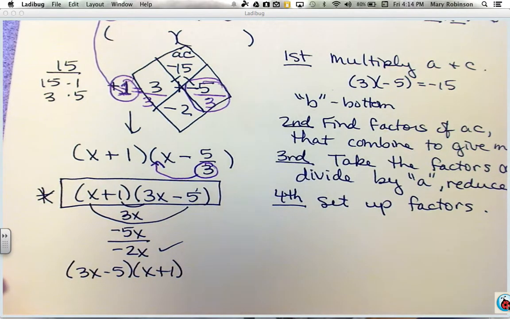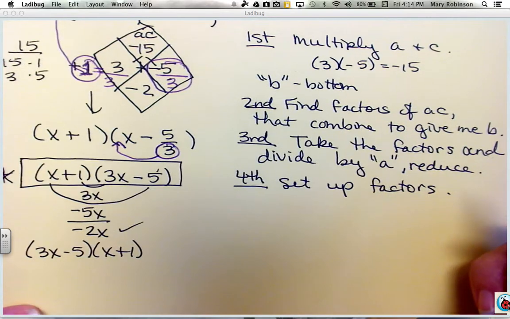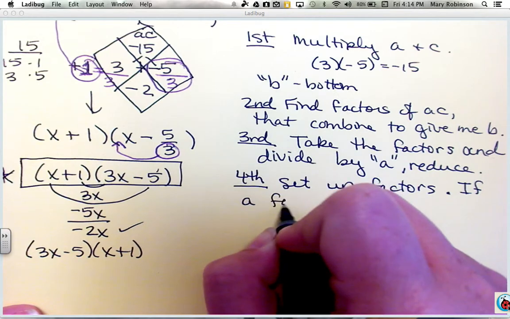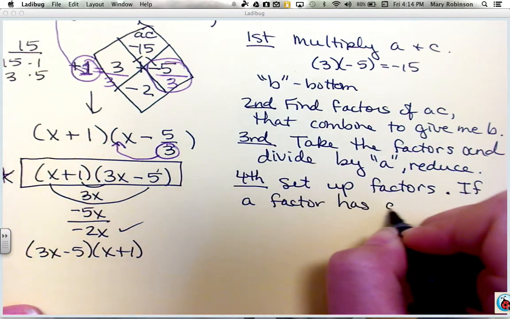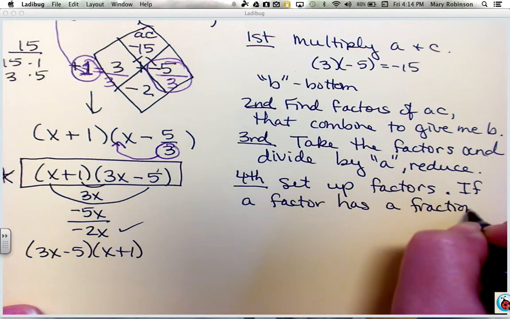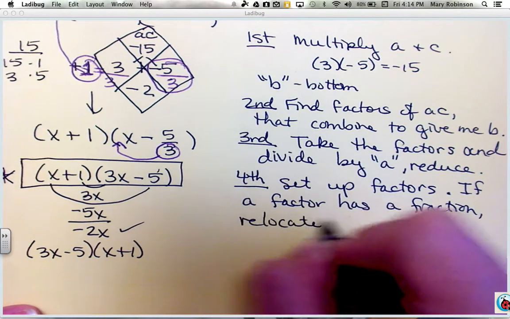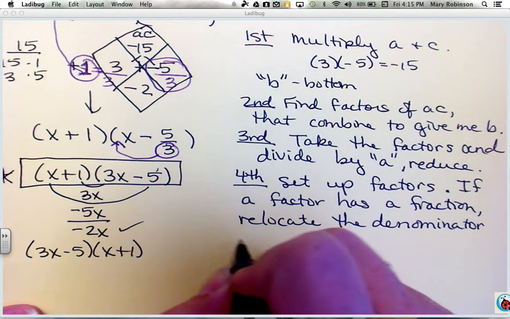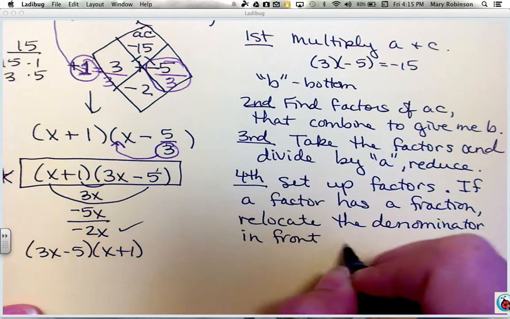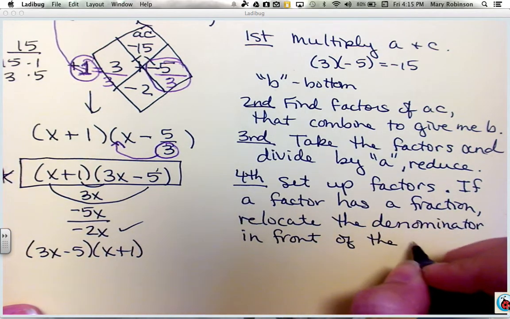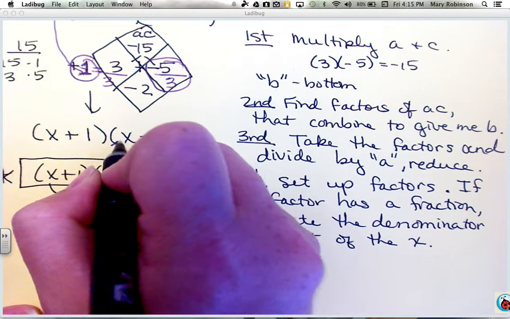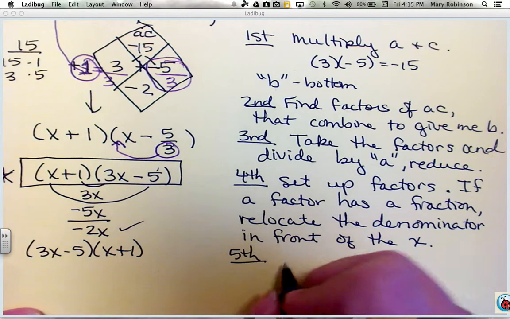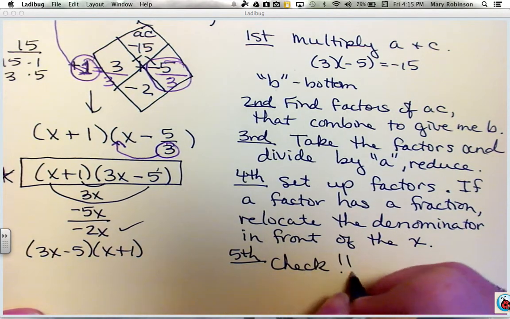So to finish up our steps here, we're going to set up our factors, and then if a factor has a fraction, relocate the denominator of that fraction in front of, we'll say the x here, meaning right here in front of your variable in that factor. Okay? And of course, like always, we want to check our work.